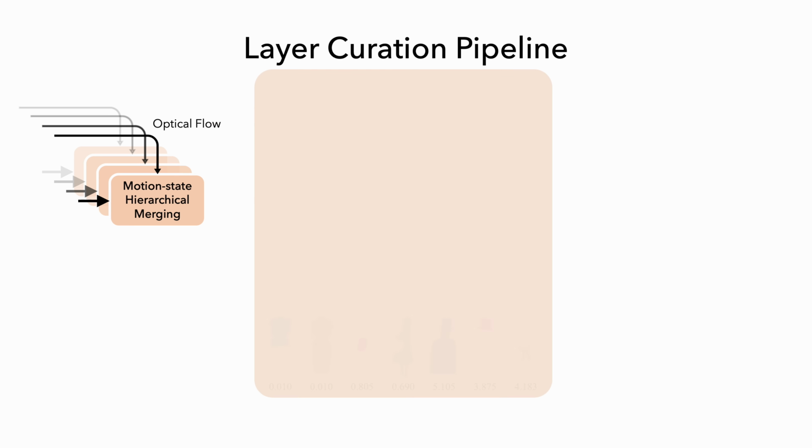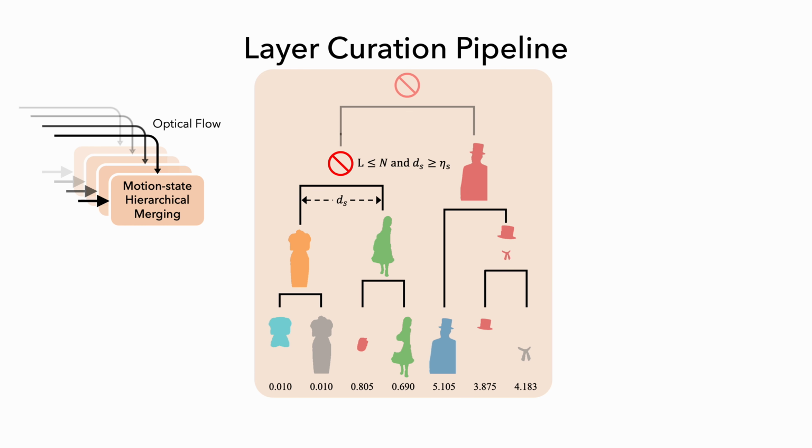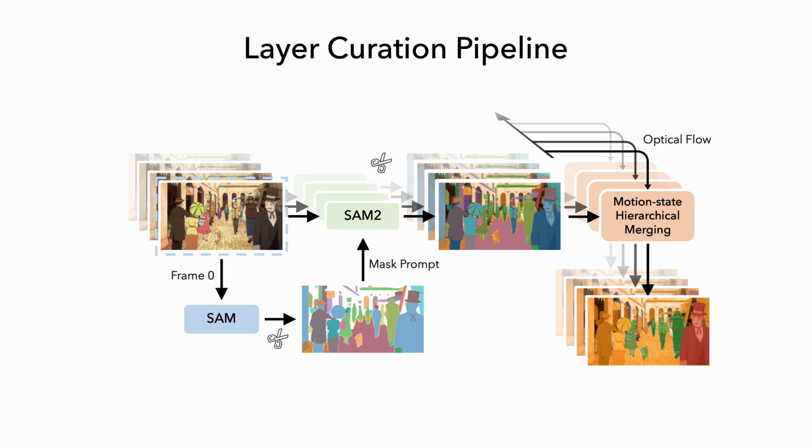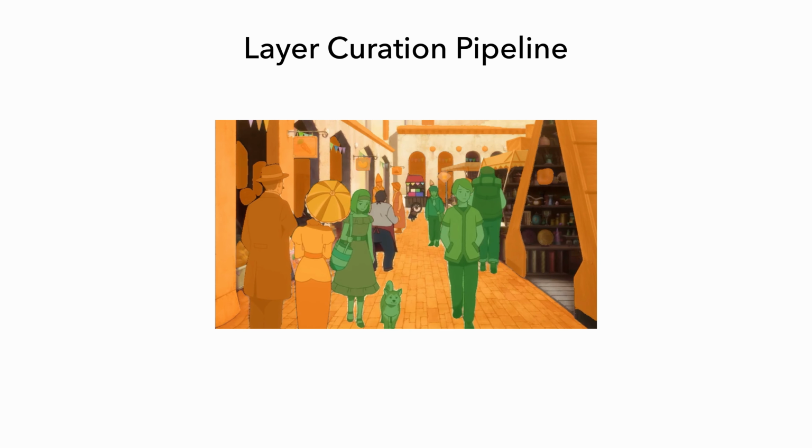In motion state hierarchical merging, layers with similar motion scores are merged from the bottom up until the layer count falls below the capacity and the motion score difference exceeds the threshold. Finally, we obtain the curated layer masks of the animation clip.